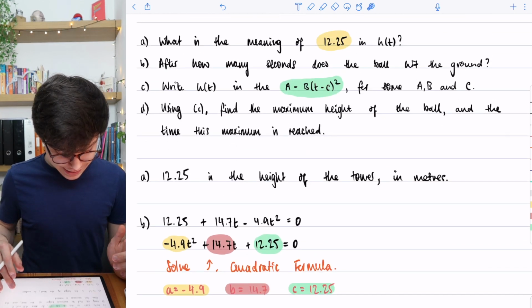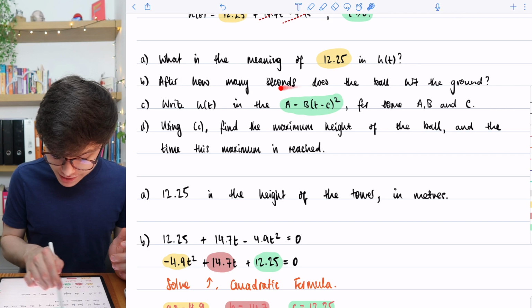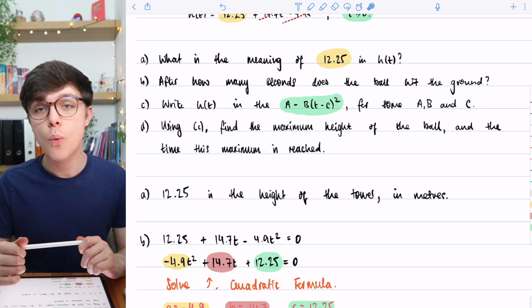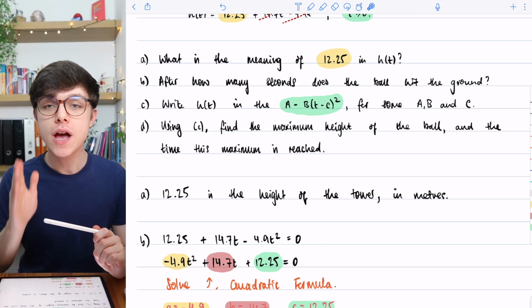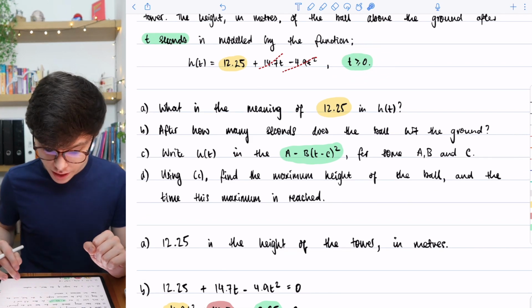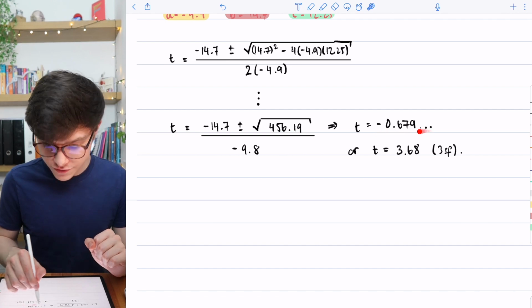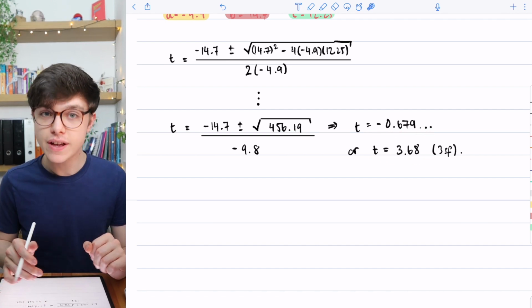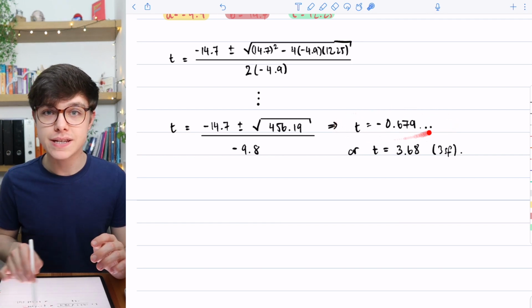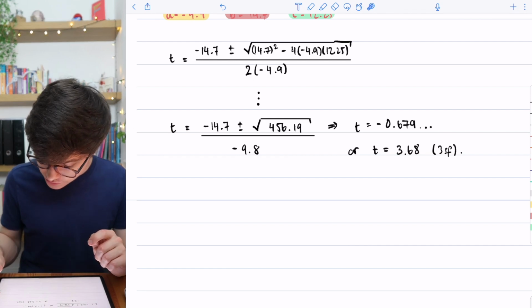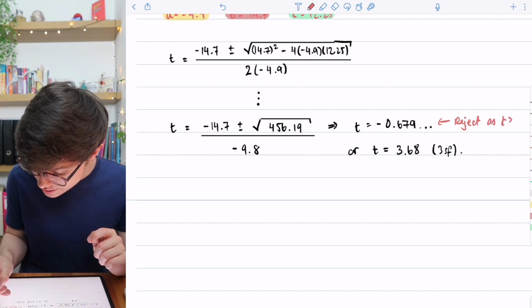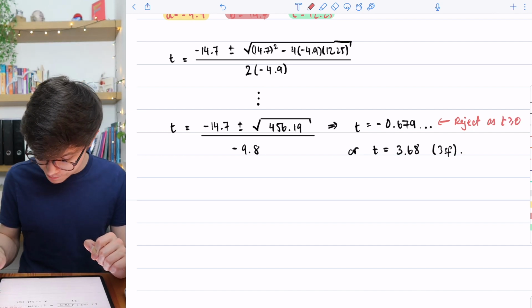Now, what it said is, after how many seconds does the ball hit the ground? We're not going to have 2 values for t. We need to reject one of the values for t, and to do that, we're going to use this piece of information here. We've got 2 values for t. One of them is negative, one of them is positive. Now remember, t is time. T is in seconds, so we cannot have negative seconds. And so we are going to reject this value for t, because t is greater than or equal to 0.